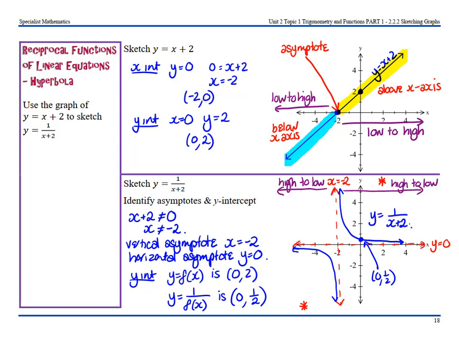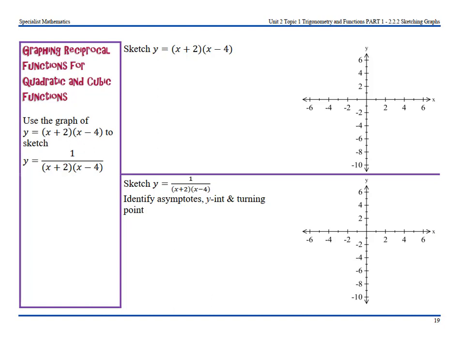Now you were sketching those in methods, just realizing that y equals 1 over x plus 2 had a horizontal translation 2 units to the left, so your asymptote moved. So now you're just looking at it in regards to that original function, which is really important when they get harder. So if we look at this next one, we have y equals x plus 2, x minus 4, and we want to sketch the reciprocal. So we're looking at the reciprocal of quadratic and cubic functions.